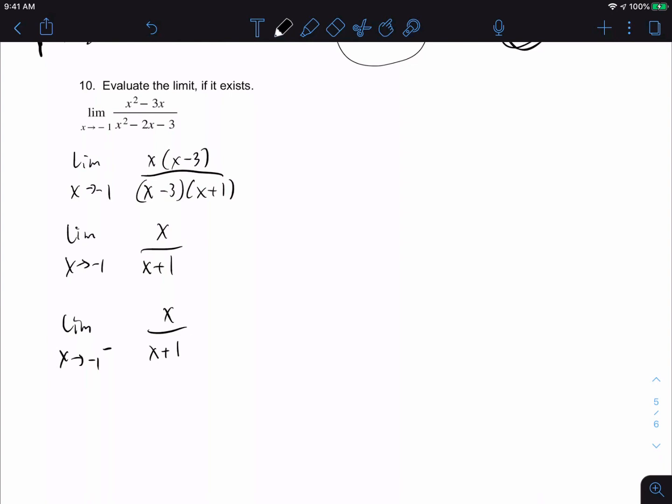In fact, I know it's DNE because one's going to be negative infinity and one's going to be positive infinity. The one that I'm doing right now is going to be negative infinity, and the other one's going to end up being positive infinity. That's going to give me DNE. Undefined is not DNE. Don't make a mistake. They're totally different things. Undefined just means we don't know what the heck it means. Does not exist means it doesn't exist.